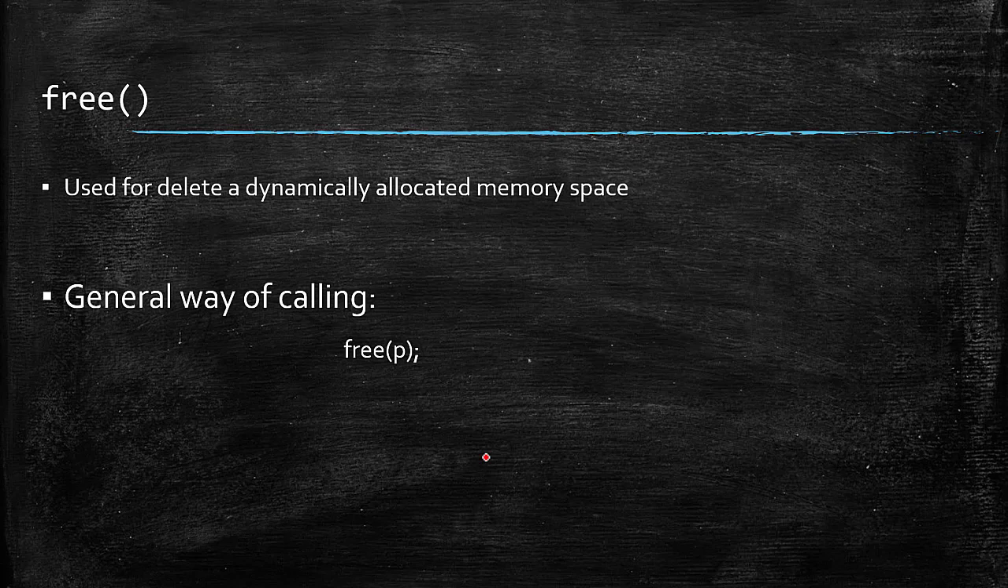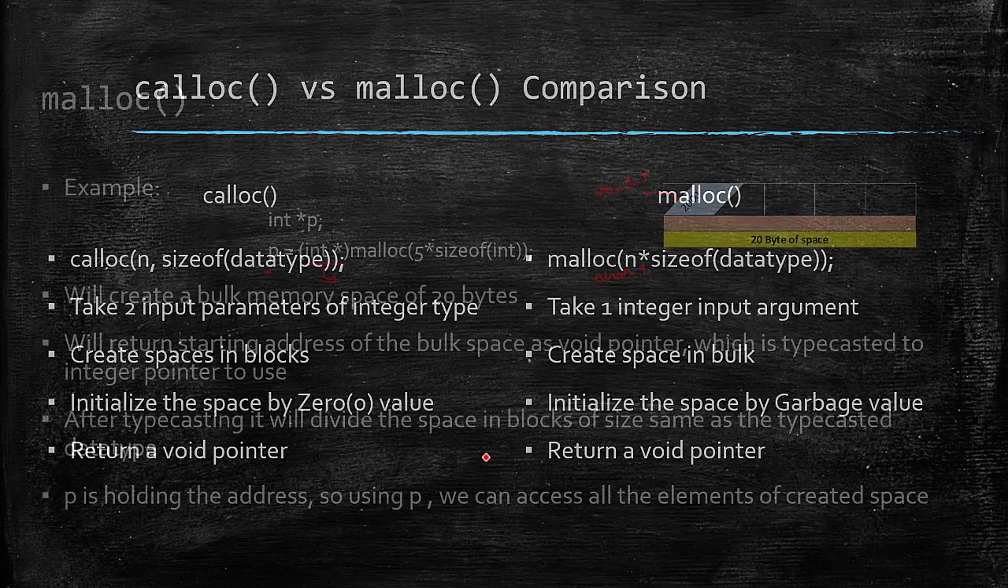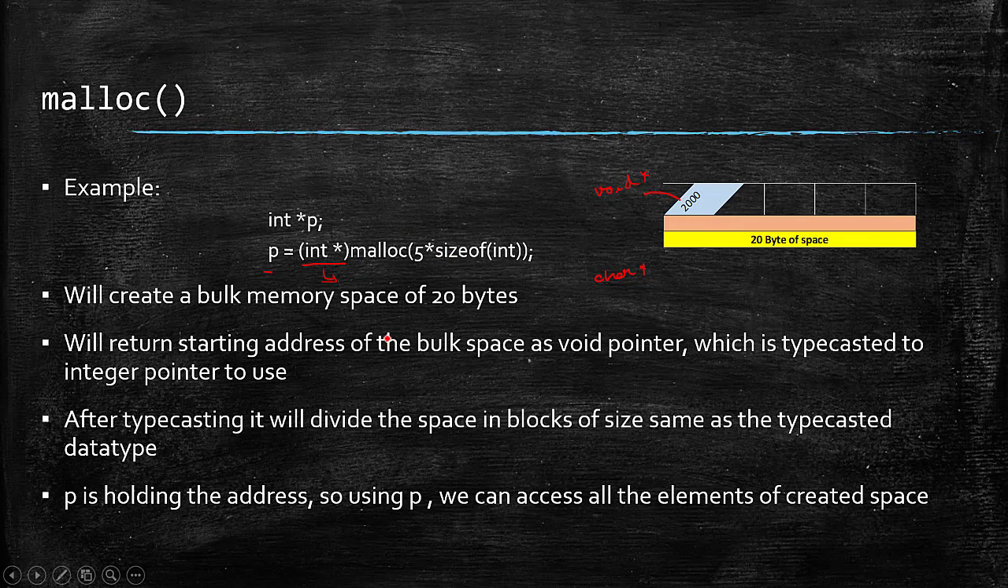The last function for dynamic memory allocation is the free function. It is used to delete a dynamically allocated memory space. This means the space is created in the main memory, and when its utilization is over, there is no need to keep it in the main memory, occupying it. We can remove it. How can we remove it? A dynamically allocated space can be removed using the free function. It takes only one input argument, which is the pointer to the dynamically created space. So if we use P, and P is defined by this, then it will remove or delete this dynamically created space from the main memory, right?